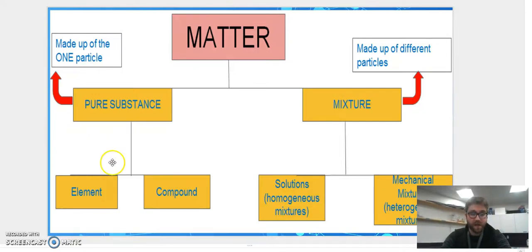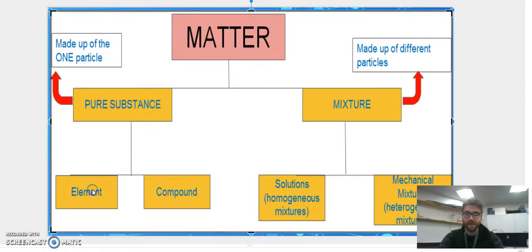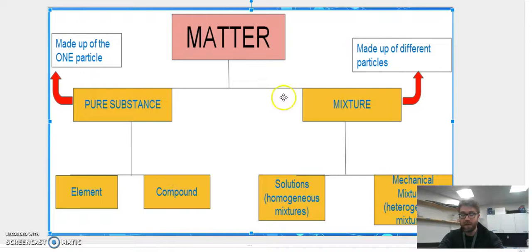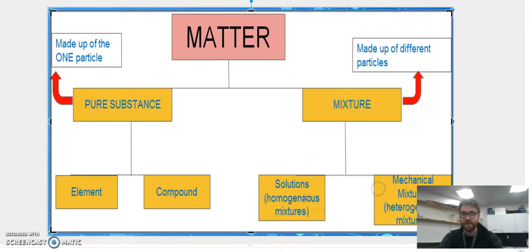Let's start right away here with talking about matter. Matter can be split up into mixtures and pure substances. Now, we can split those two up even further, right? Pure substances can be split up into elements and into compounds. Mixtures can be split up into solutions and mechanical mixtures. Let's talk a little bit more about each of those.